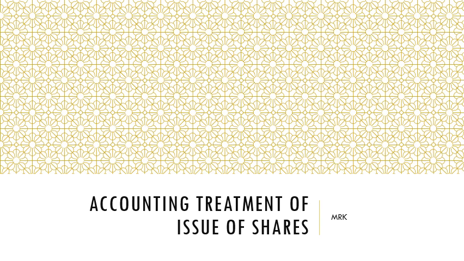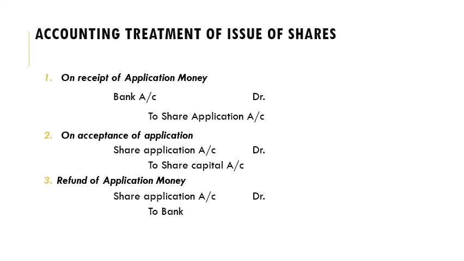Dear students, today we are going to discuss accounting treatment of issue of shares. As you know, in case of shares payable by installments, the various installments are such as application money, allotment money, call monies, first call, second call, final call, and so on. So these are the installments. Here I'm going to tell you about the accounting treatment of various installments.